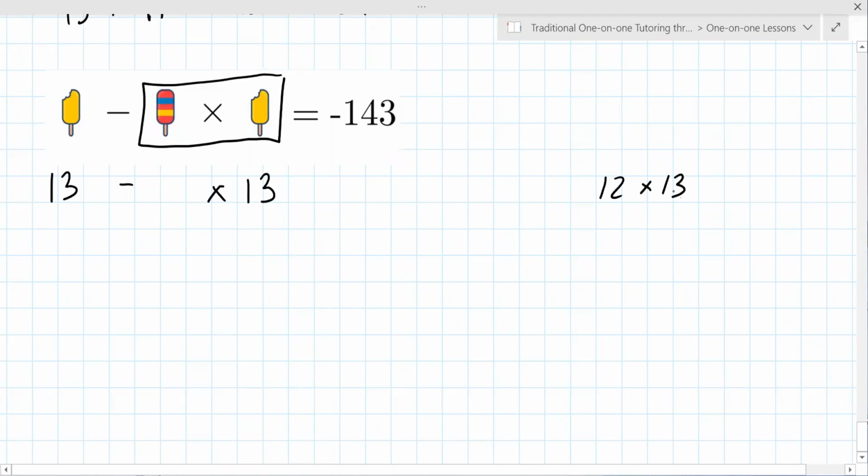Because 12 times 10 is 120. 12 times 3 is 36. So this is 156. Yeah. And then you do 13 minus that, and you get minus 143. Okay. So we can be done for today.